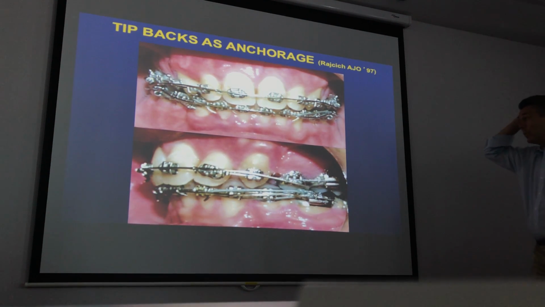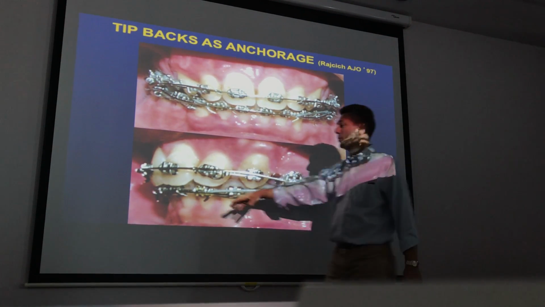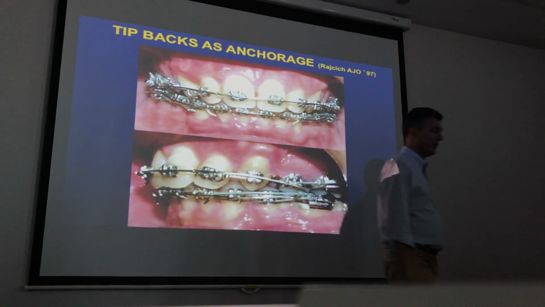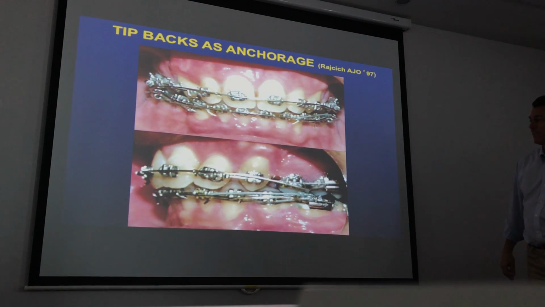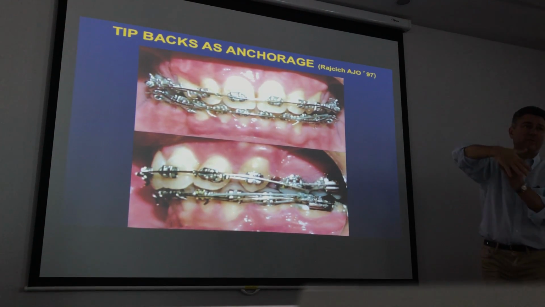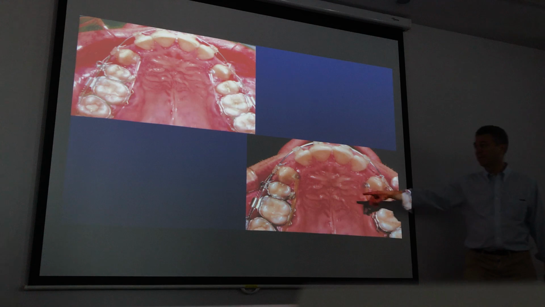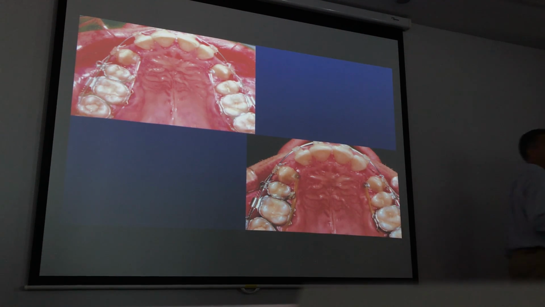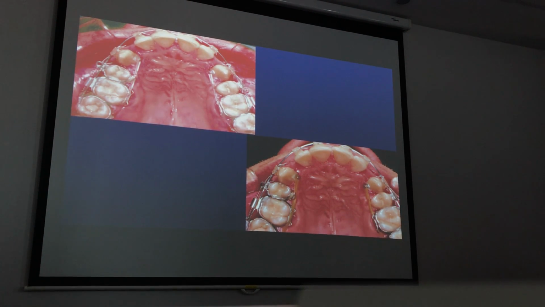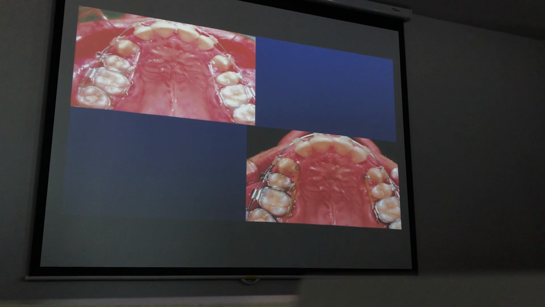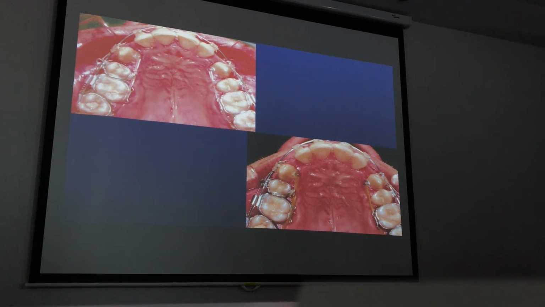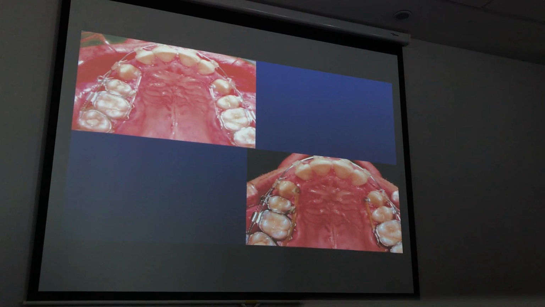This is what we do when we want to intrude the incisors, because you cannot finish if you have not opened the incisors. So, first movement is the canine. Why don't you bring canine and incisor together? Because it's faster to bring incisor and canine together.